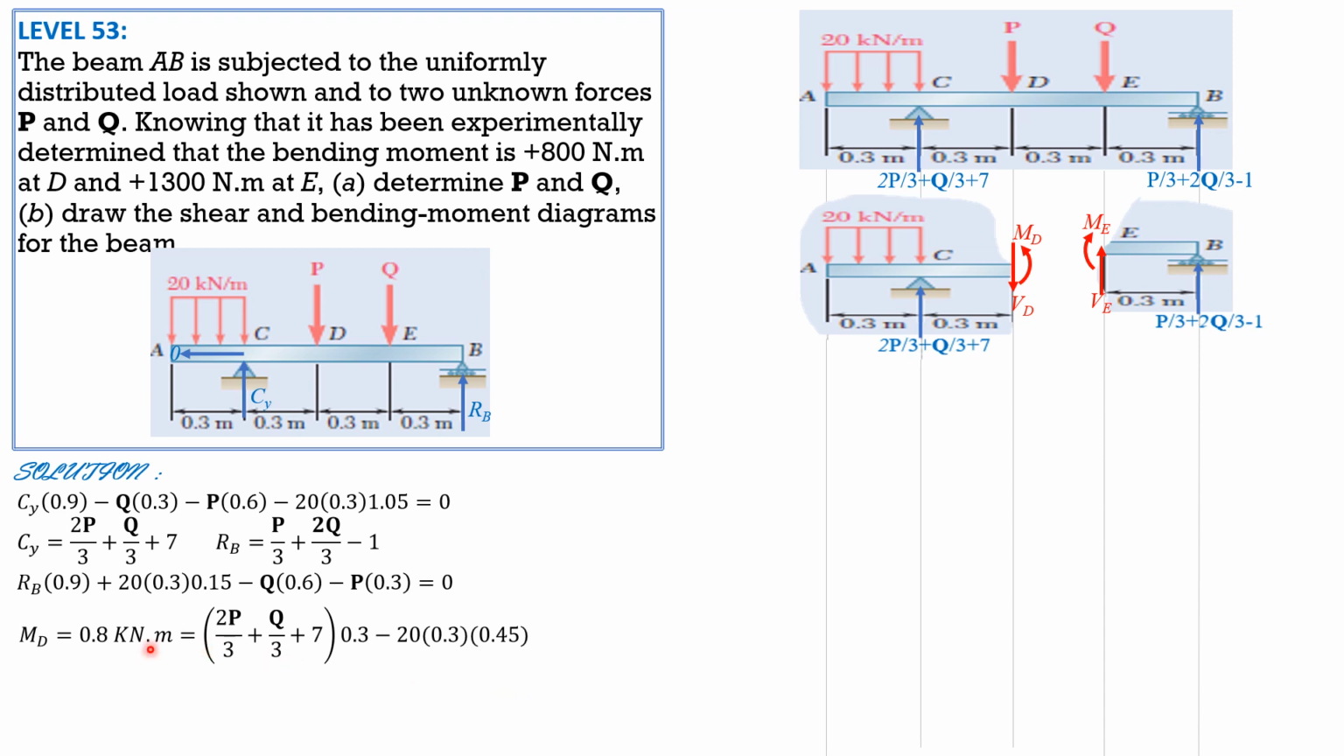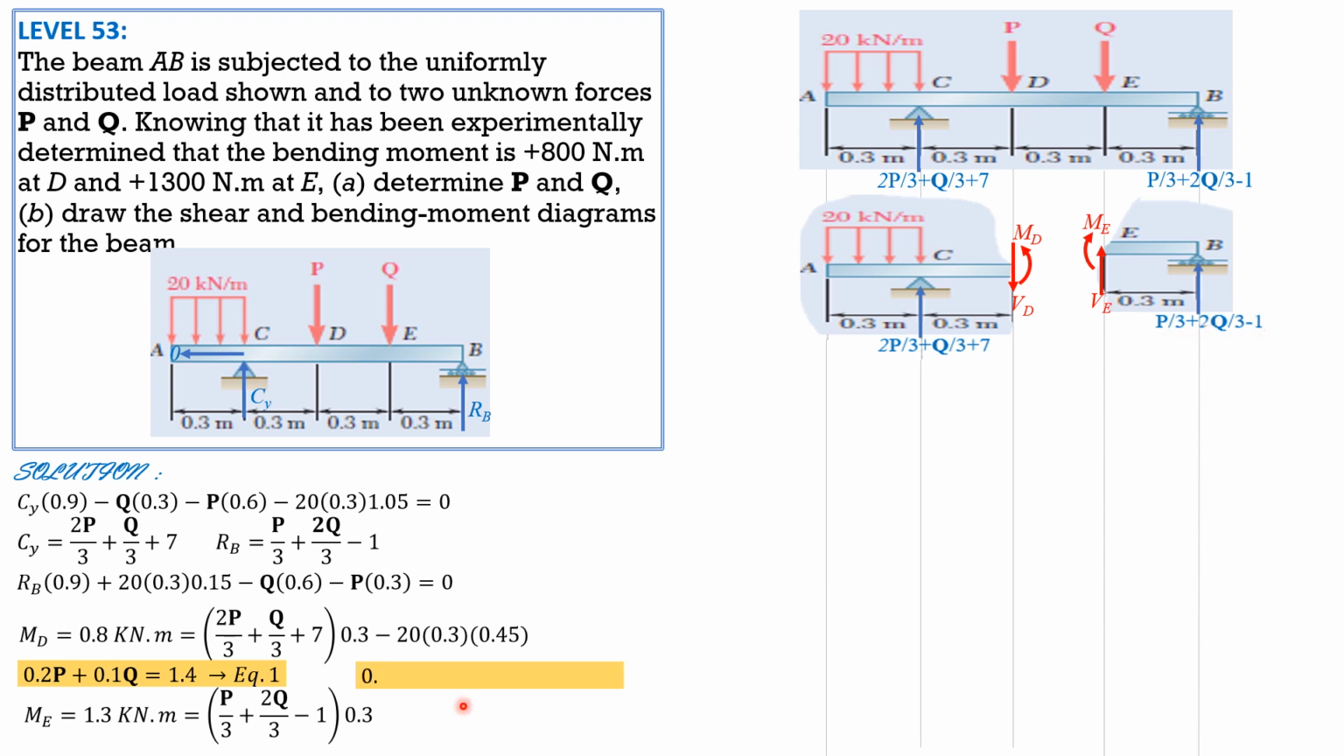Simplifying this equation, and moment about D is 0.8 given. So we have the first equation, 0.2P plus 0.1Q equals 1.4. Call that equation 1. Then ME is simply P over 3 plus 2Q over 3 minus 1 times 0.3. So ME equals 1.3 kilonewton meter, P over 3 plus 2Q over 3 minus 1 times 0.3. Simplifying, so we have 0.1P plus 0.2Q equals 1.6, equation 2. Solving equations 1 and 2 simultaneously, we get P equals 4 kilonewtons and Q equals 6 kilonewtons.